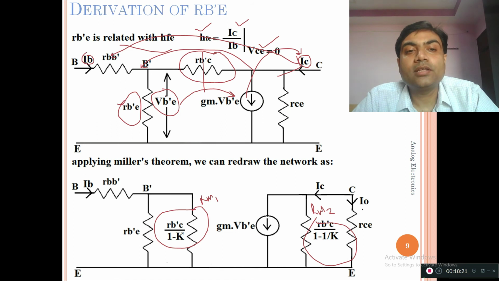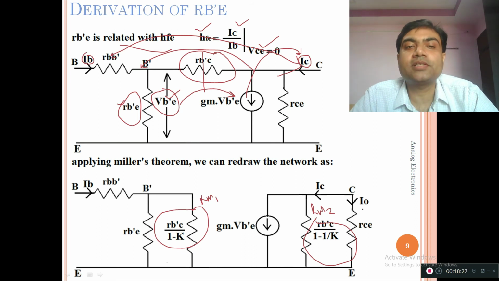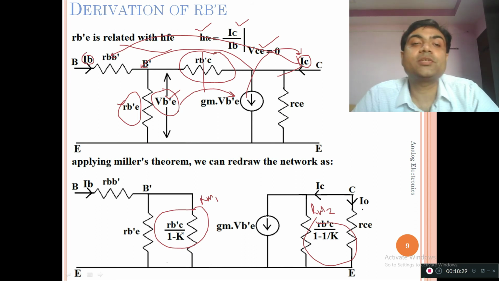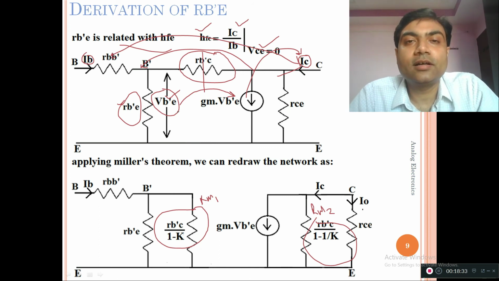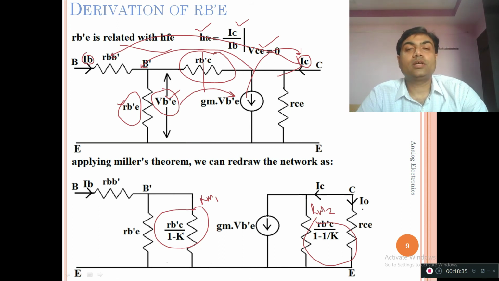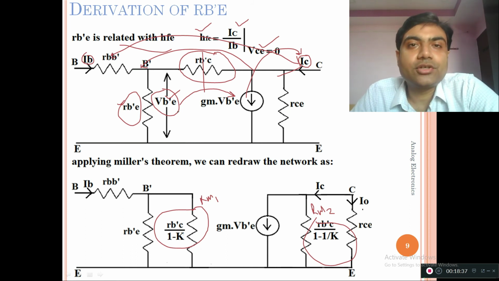Now I am taking the value of the VB'E. This is important. Why am I taking the value of the VB'E? Because RB'E is present across VB'E, and we are interested to calculate the derivation of the value of the RB'E.